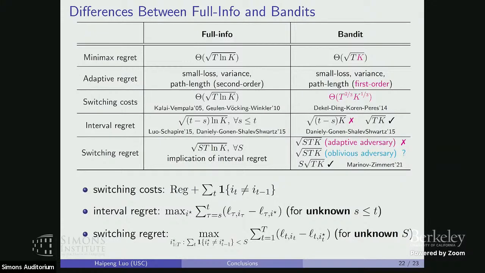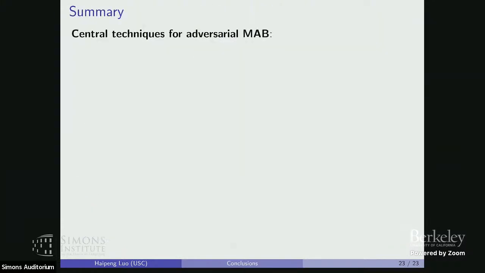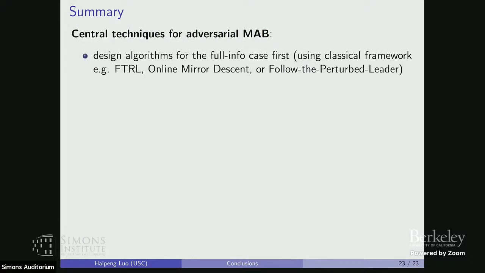All right, I'm happy to discuss all these after my talk. Let me just summarize the technique. The central technique, as you can see already, is to design an algorithm for the full info case first. So I discussed FTRL in this talk, but there are at least two other general frameworks. One is online mirror descent, one is follow the perturbed leader. You can also use this framework for Bandit as well.